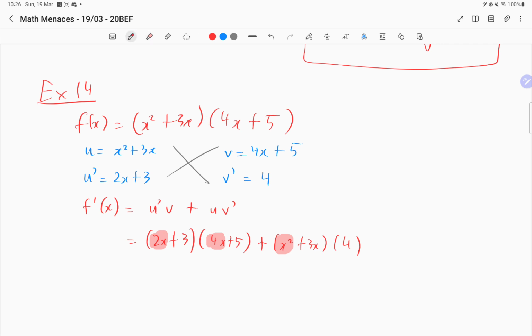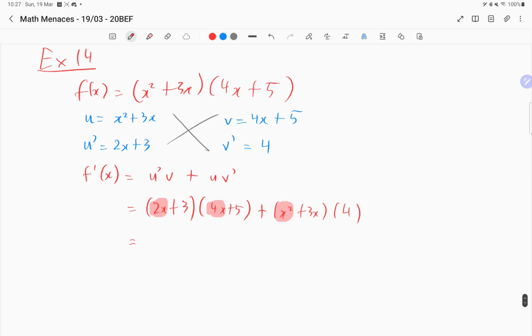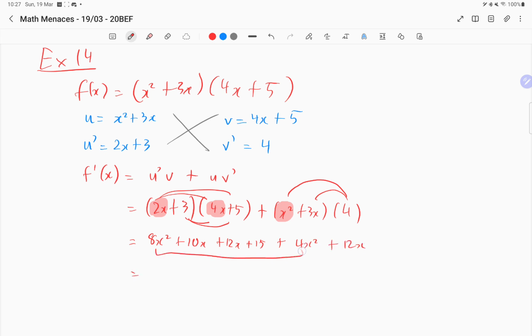Only if you can expand the brackets and then simplify it, then you have to expand the brackets. So that'll be 8x squared. Just make sure you do the distributive property here, plus 10x plus 12x plus 15. And then times the 4 distributively into this one, that'll be plus 4x squared plus 12x. Add the x squared terms together and then all the x terms together. Then I would get 12x squared, 10 plus 12 plus 12 is 34x, plus 15. And that is the final answer.